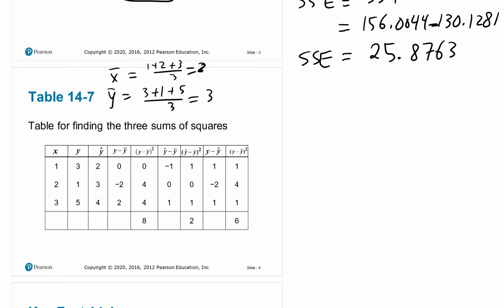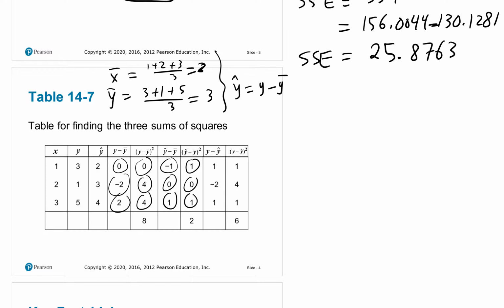This is 3. So we compute y minus y bar. For the first one, y is 3 minus y bar 3, that's why we get 0. Same thing here. All these numbers came from the previous section. Then all you have to do is find y hat minus y bar as well and square these numbers, and then find y minus y hat and square them.